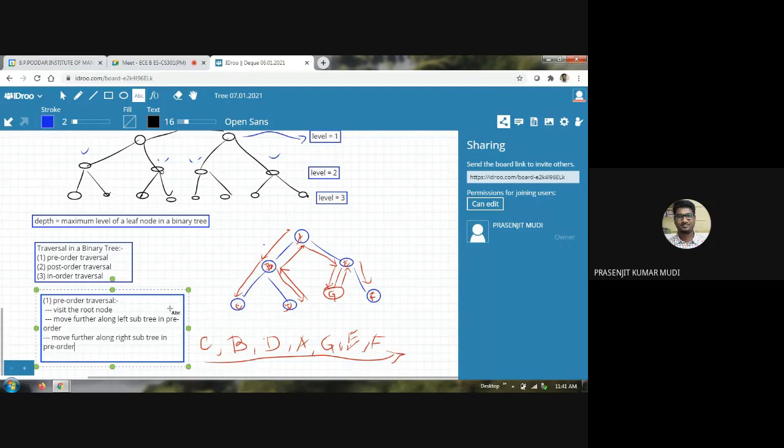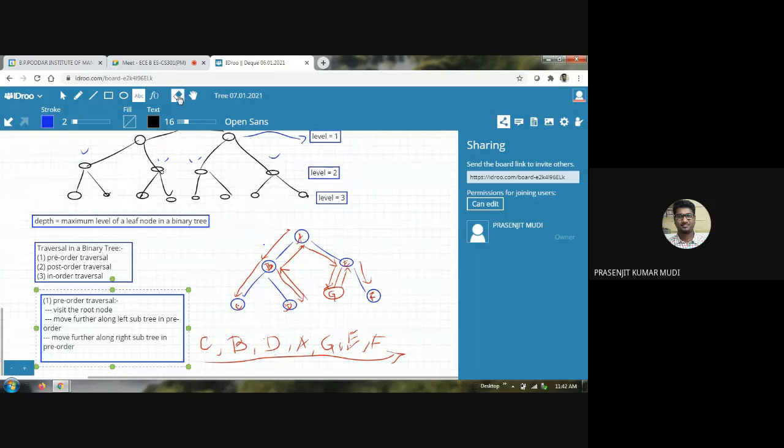And what is the root? C. That means moving further along the left subtree in pre-order means you are going as left as possible, not going towards any right branch. Always you are trying to follow the left branch of a left subtree, and you will reach ultimately the dead end of the left subtree, which is the leftmost leaf. So once you visit the leftmost leaf, then you go back to its parent node, then visit and then move along the right subtree.